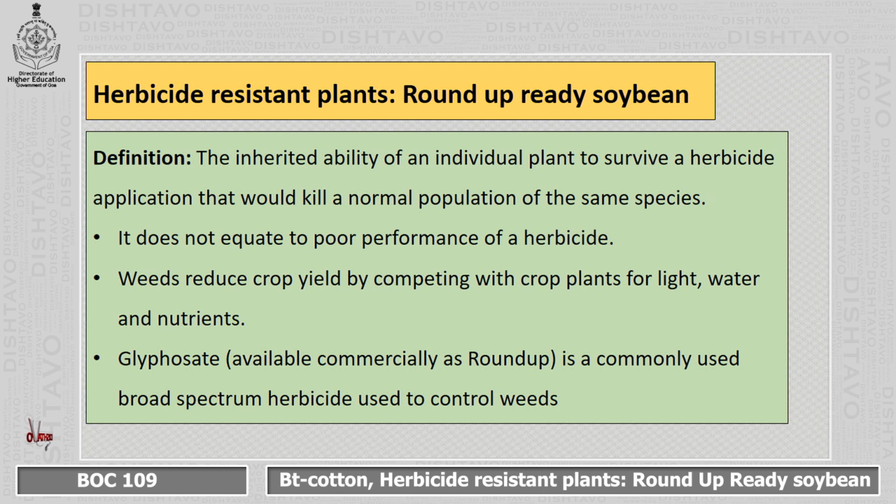Usually we see that when we grow any crop variety, there are weeds which reduce the crop yield by competing for all the factors, for example light, water and nutrients. So people used to spray herbicides, for example glyphosate, which was commercially available as Roundup. It was called Roundup herbicide. It was a broad spectrum herbicide which was used to kill the weeds.